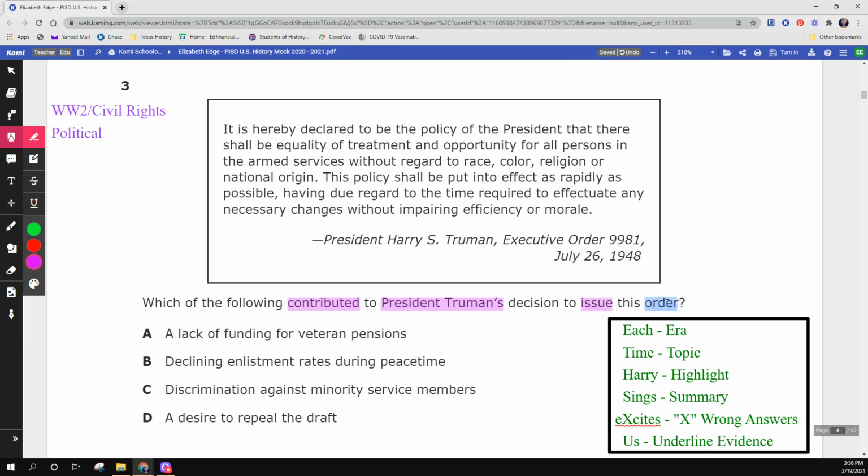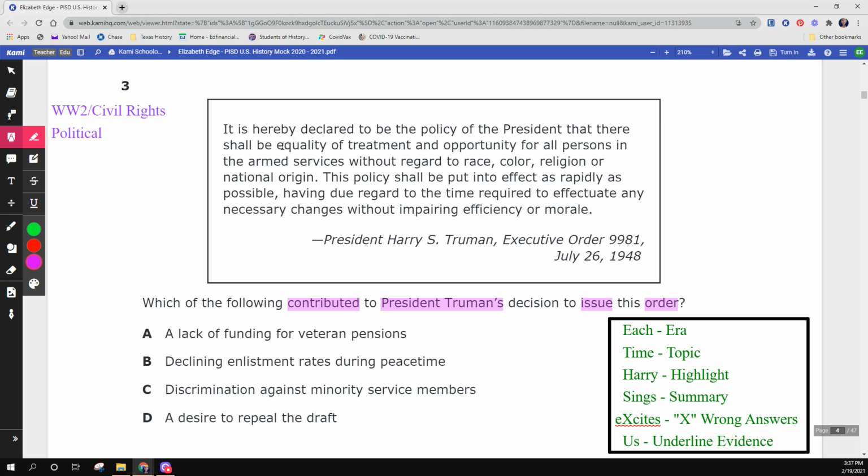All right, so our answer choices are a lack of funding for veteran pensions, declining enlistment rates during peacetime, discrimination against minority service members, and a desire to repeal the draft. So we need to see which one of these contributed to President Truman's decision to issue Executive Order 9981. And so when you go in here to read it, we're going to be looking for which one of these is connected.